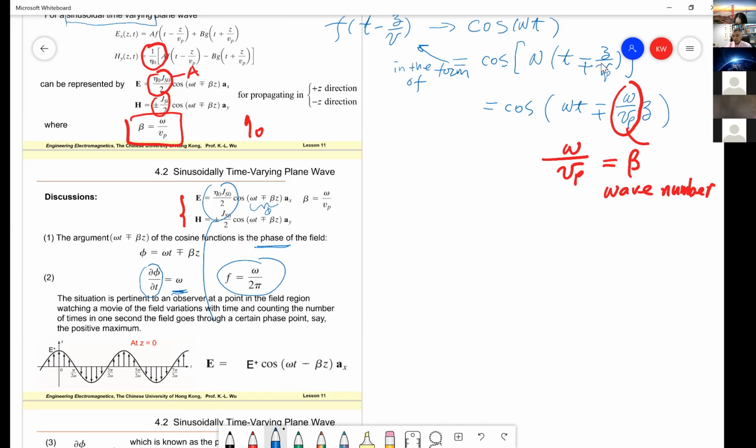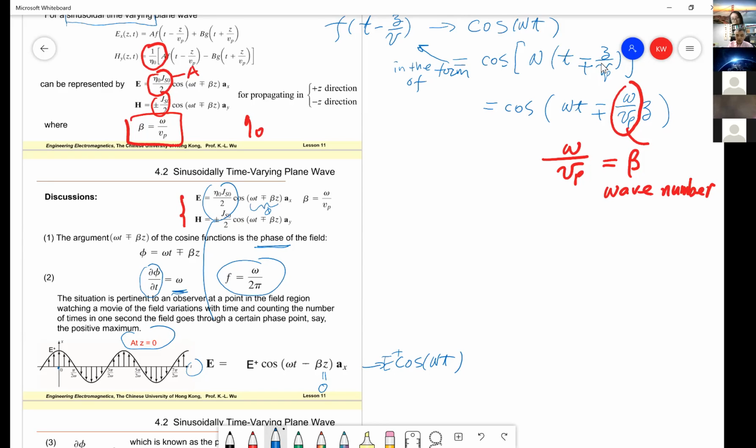How do we observe this? Let's fix our location first. Where we observe this wave, we fix z equal to 0. So this becomes cosine omega t, right? Now we draw this with t changing. When t equals 0, this reaches the maximum with the magnitude of this.